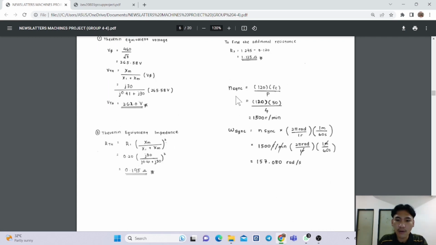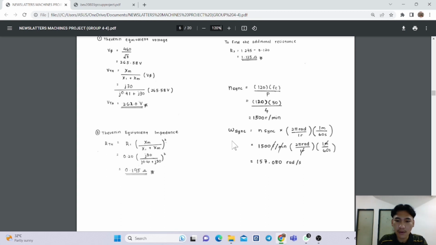And for our synchronous speed, we need to use the formula 120 multiplied by frequency and divided by poles. So our frequency is 50 Hz. It is a common frequency in Malaysia, and divided by poles that we set, which is 4, and we will get the value of synchronous speed is 1500 rotations per minute.